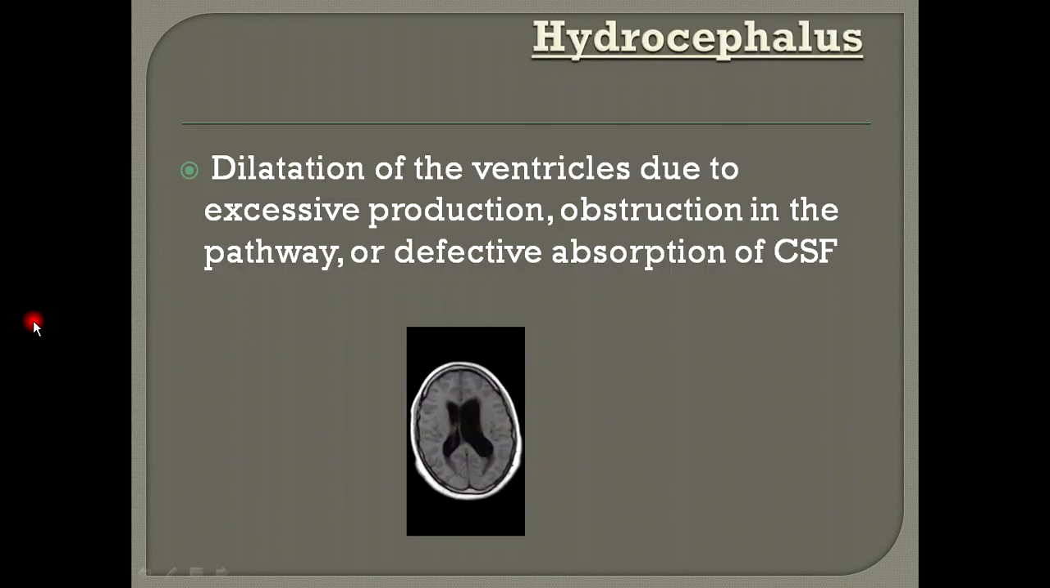Now, hydrocephalus is dilatation of the ventricles due to excessive production, obstruction in the pathway, or defective absorption of CSF. First, let's have a quick review of the physiology and circulation of the cerebrospinal fluid. As you know, the cerebrospinal fluid is produced by the choroid plexus and ependymal lining of the lateral ventricles, and to a lesser extent by the fourth and third ventricles.